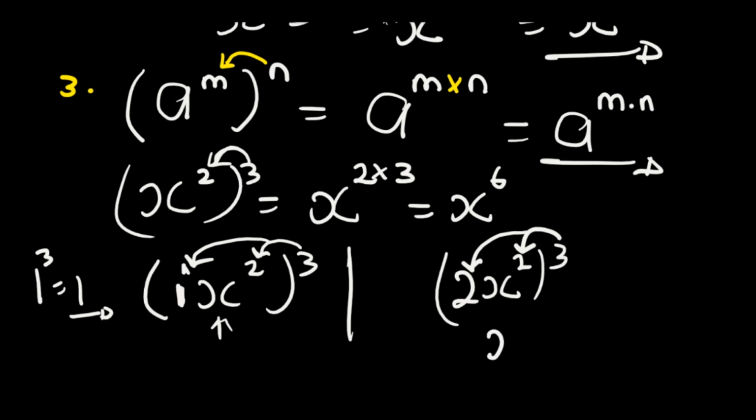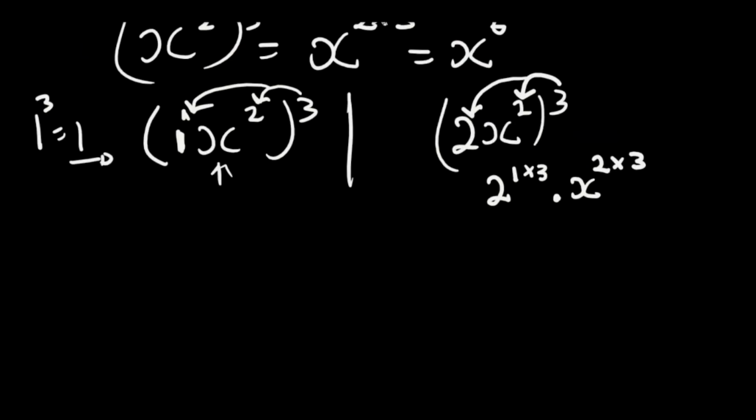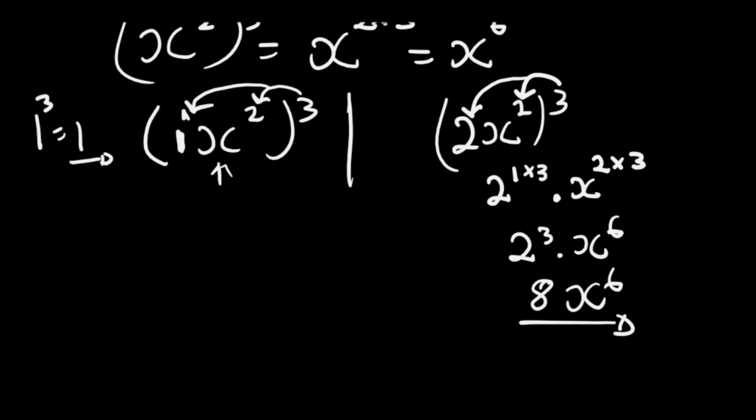So meaning the 2 has a power of 1 and it's going to multiply by the 3 that is outside, multiplied by the x has the power of 2 multiplied by the 3 from the outside, right? So you will have 2 to the power of 3 multiplied by x to the power of 6, right? 2 to the power of 3 is 8, so it's going to be 8x to the power of 6. See? So that is how we apply this law of exponents.